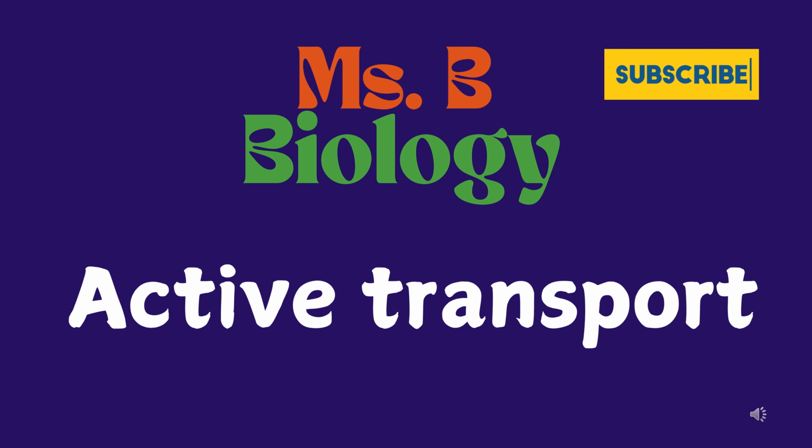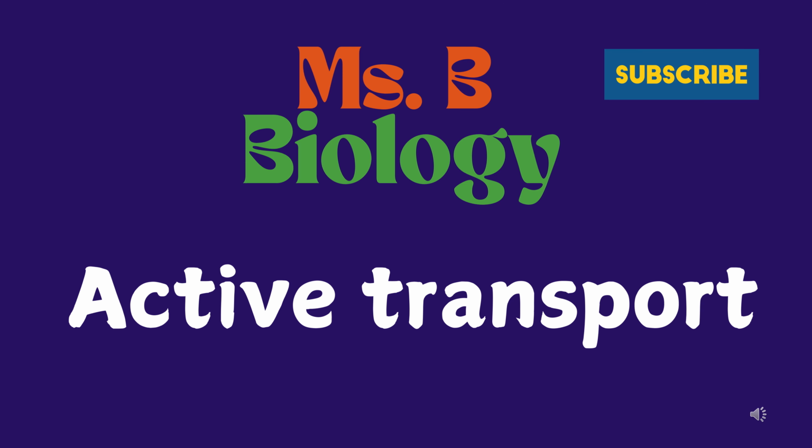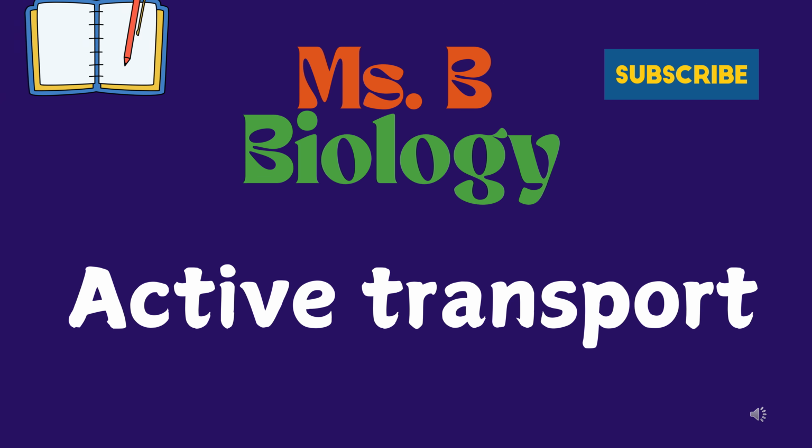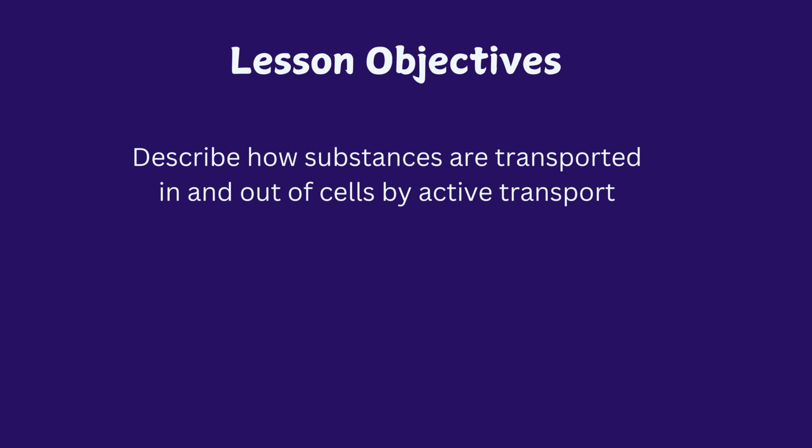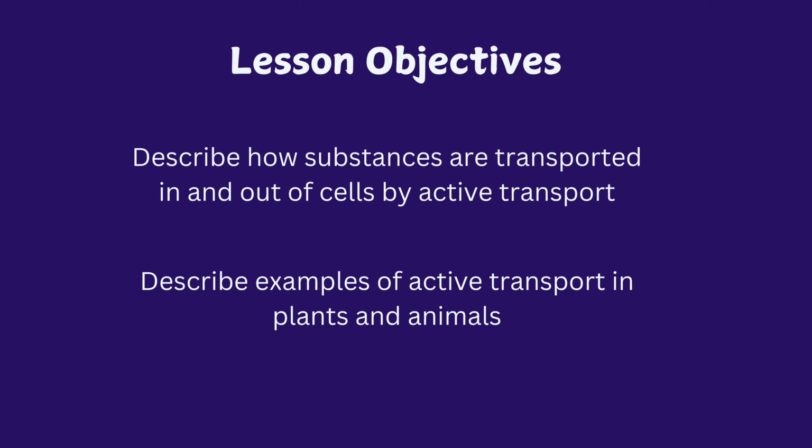This is a revision lesson on the topic active transport. So grab your book and grab your pen and let us begin. The lesson objectives are to: 1. Describe how substances are transported in and out of cells by active transport, and 2. Describe examples of active transport in plants and animals.